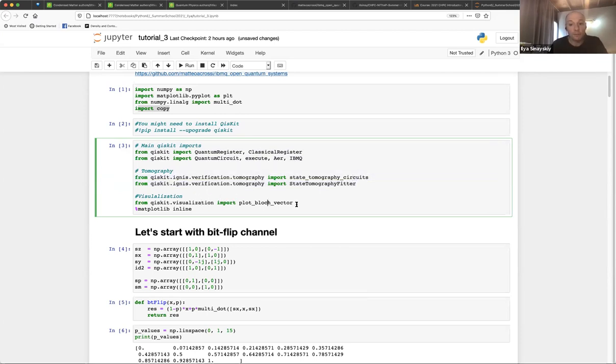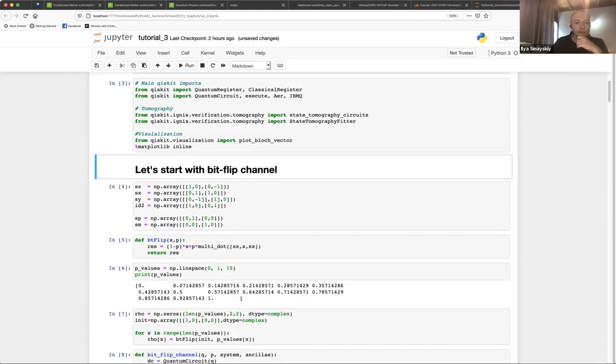And I'm going to give you some pictures of the Bloch sphere from Qiskit. Last time we saw the pictures of the Bloch sphere from QuTiP. Now we're going to see it from Qiskit. Okay, so let's load it, and let's start with a very simple bit flip channel. We've already seen the theoretical part of it.